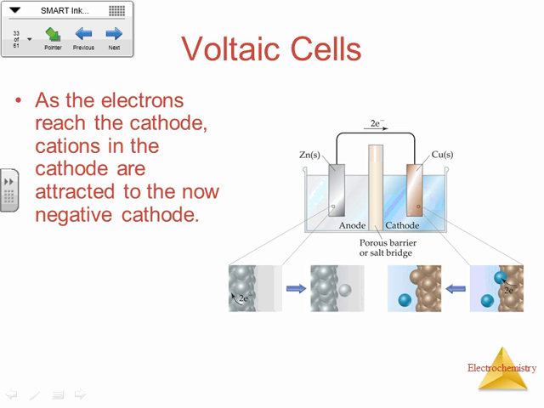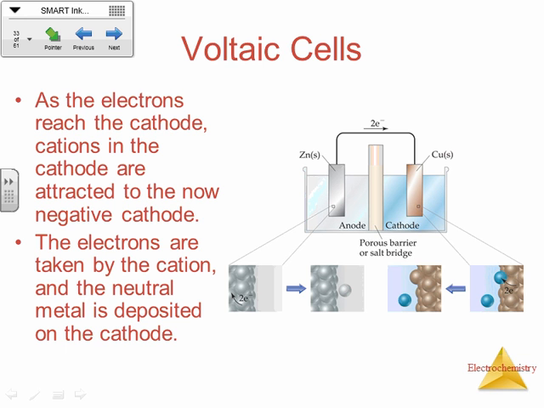All right. As the electrons reach the cathode, cations in the cathode are attracted to the new negative cathode. This is still just a lengthy description of what I just showed you. So electrons are taken by the cation. The neutral metal is deposited on the cathode. So that's the deposition, or the plating out, that I was talking about on the copper that occurs.